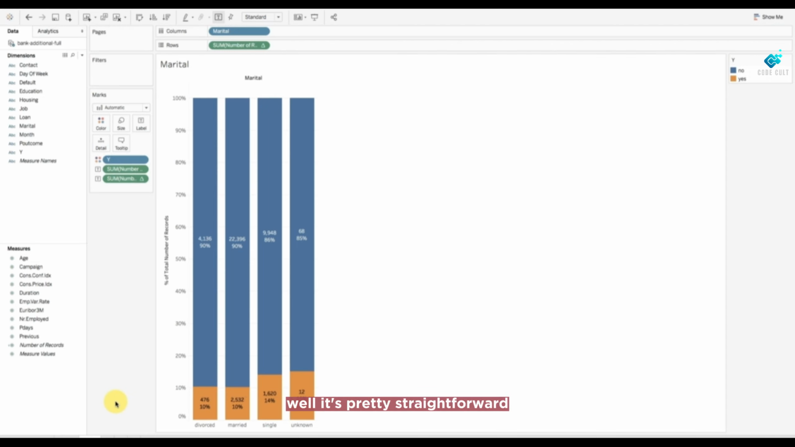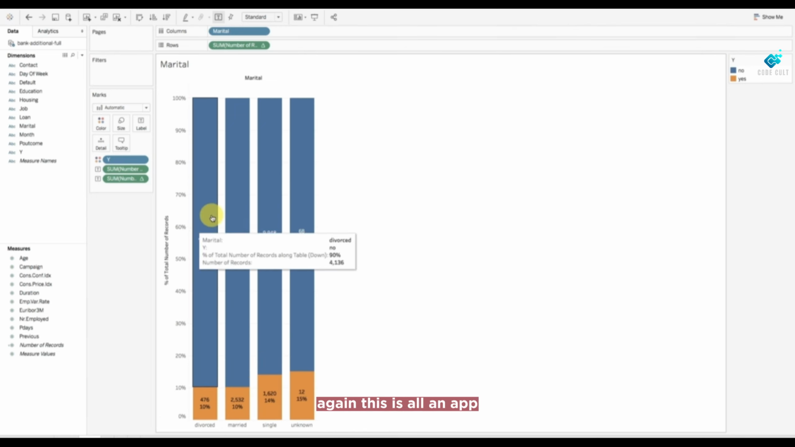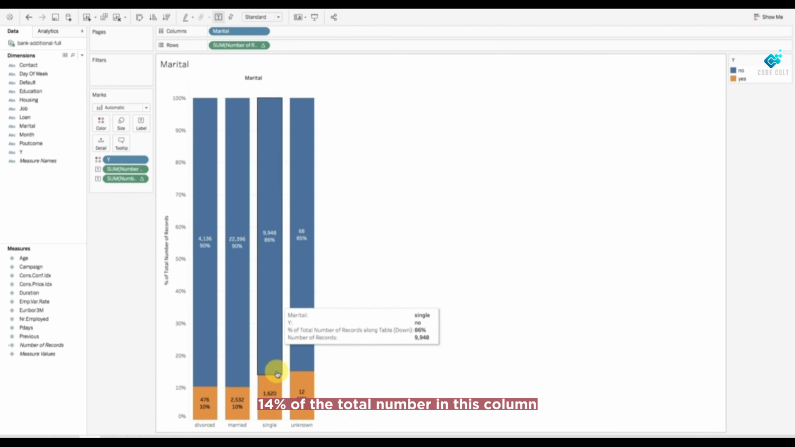Well, it's pretty straightforward, pretty obvious from here. From the way we've structured this, it's very easy to tell that people who are single were more likely to take up our offer. 14% out of the people we contacted. Again, this is all in relative terms, right? 14% of the total number in this column.